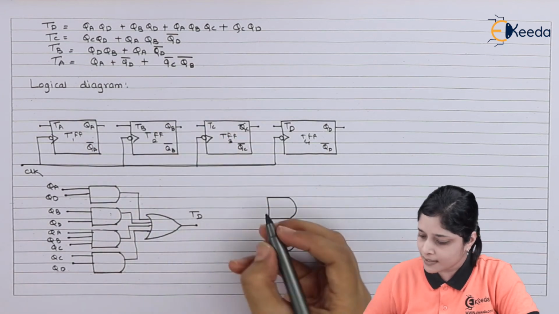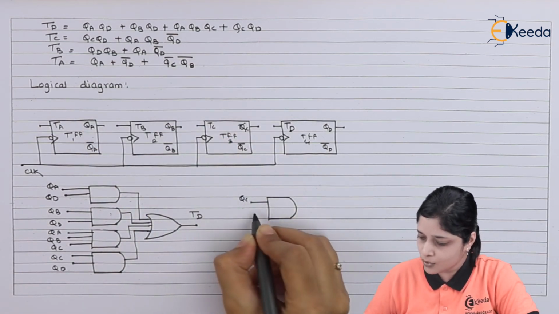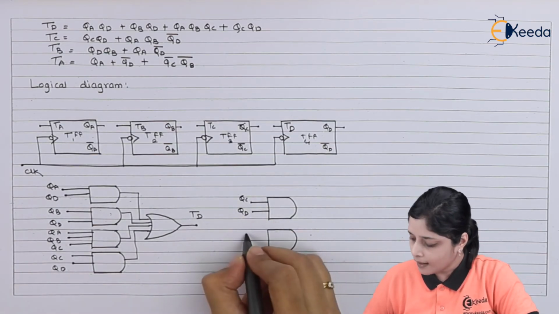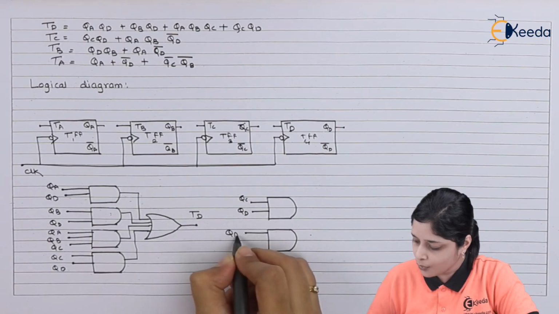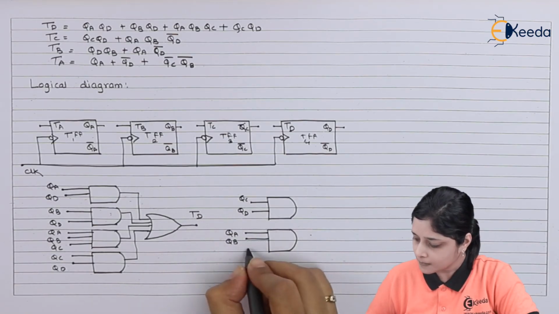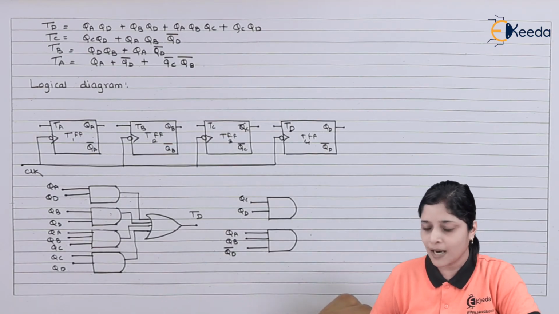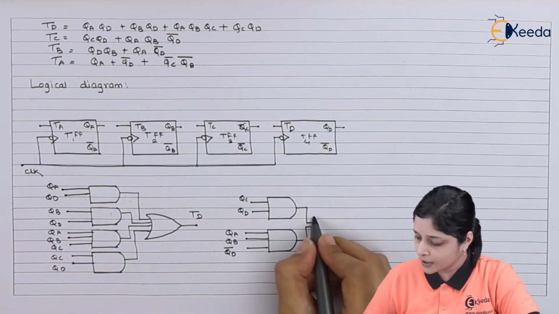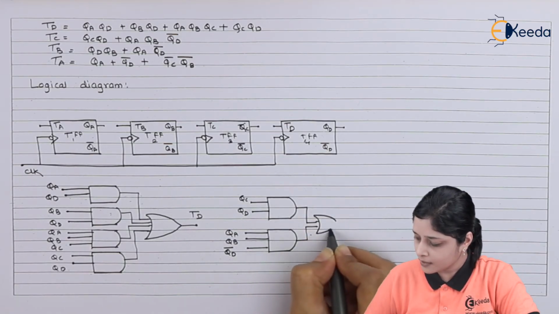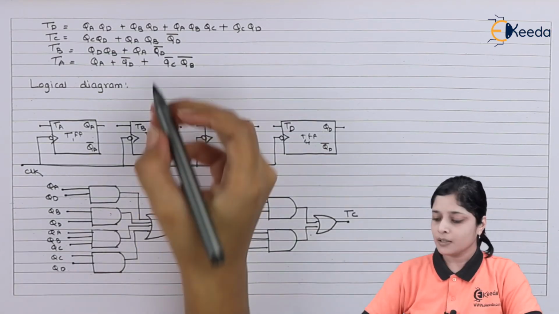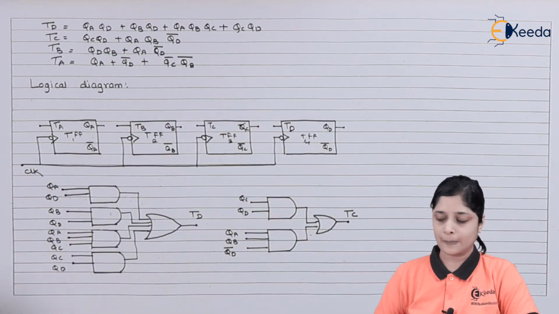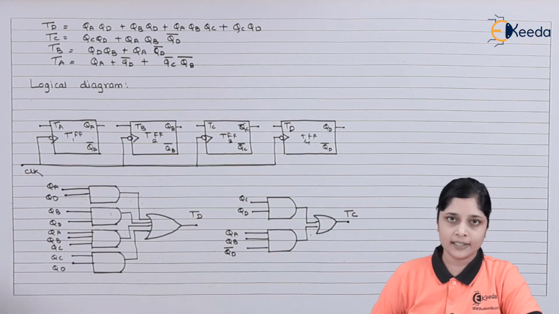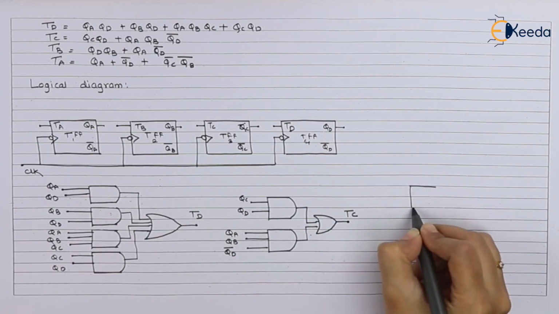The input to the first AND gate is what? QC. This is your QD. After that we will draw QA, QB, QD bar, and then you have to do the logical sum. For that you will draw here a logical OR gate to get the output for TC. Now we will focus on what? TB. The logical diagram for the TB again consists of two AND gates. So we will draw here two AND gates.